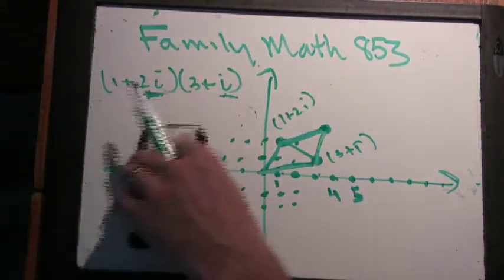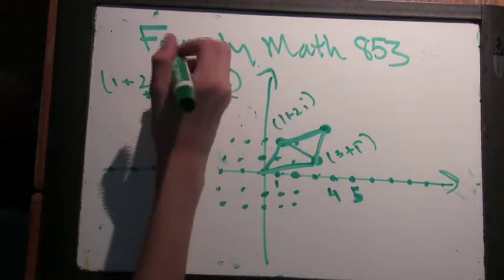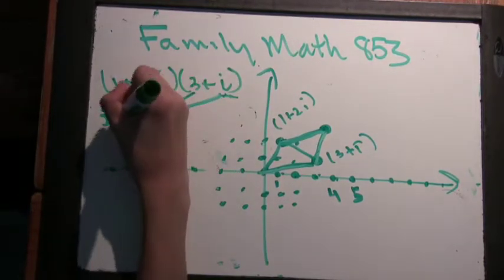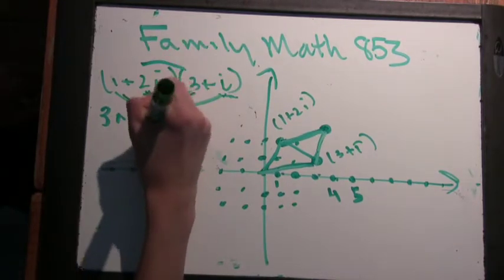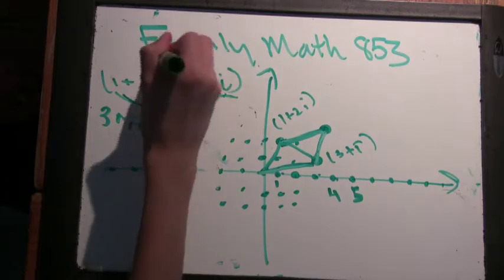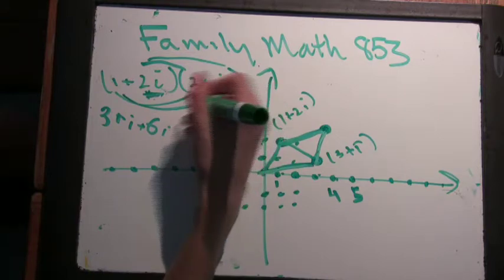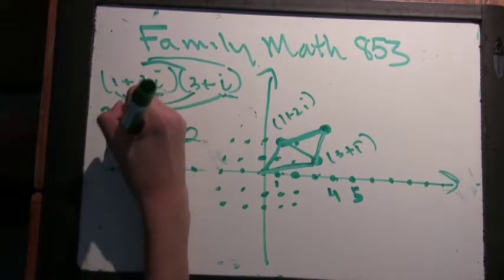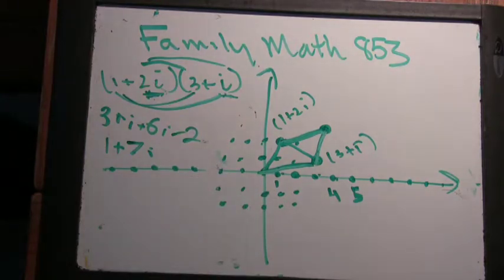So, you want to do it out? Tell me what this is. 1 plus 2i times 3 plus i. So you have 3 plus i, and then 6i, and then you have 2 times -1, so -2. So you have 1 plus 7i. 1 plus 7i. Okay.